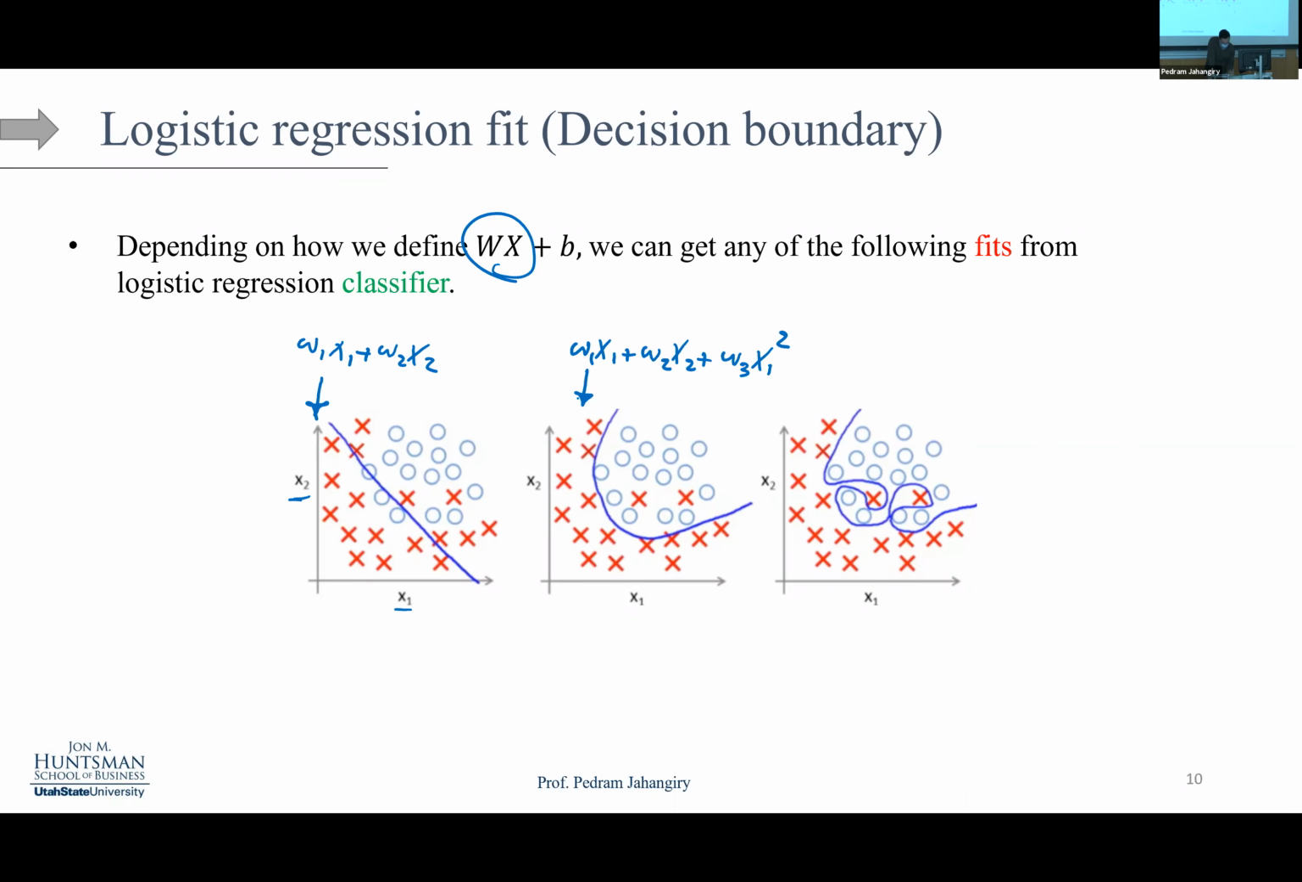You can even make it more complicated, more complex. Maybe I have x to the power of 3, x to the power of 4, and so on. So this is more complex. And as you can see, when I go from left to right, do you remember we talked about bias variance in regression? You have exactly the same concept in classification. So model bias, model variance.